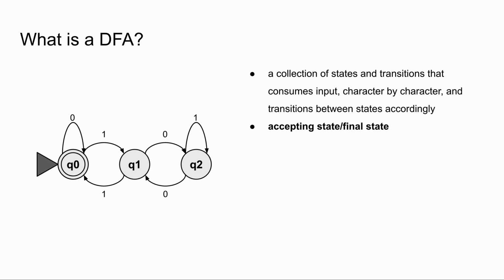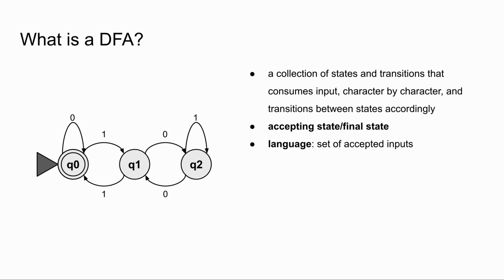A DFA usually has one or more accepting states, also called final states, though it can also have zero. An accepting state is denoted by two circles instead of one. After we consume the entire input, if we end up in an accepting state, we say that our input is accepted by the DFA. We call the set of inputs accepted by the DFA the language of the DFA.